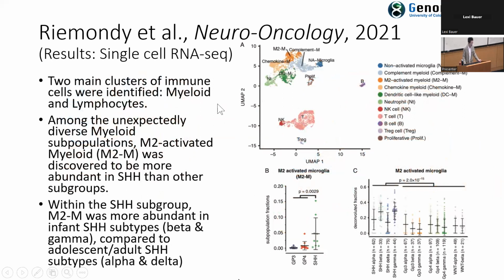Now, what they proceed to do is look at the immune cells, actually. So among that non-neoplastic population, remember there are some immune cells, right?